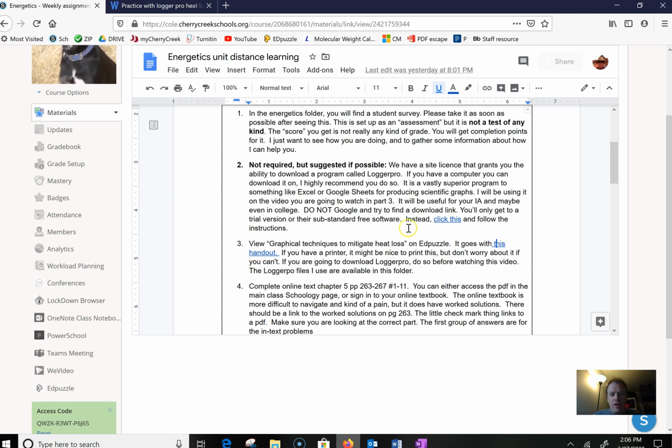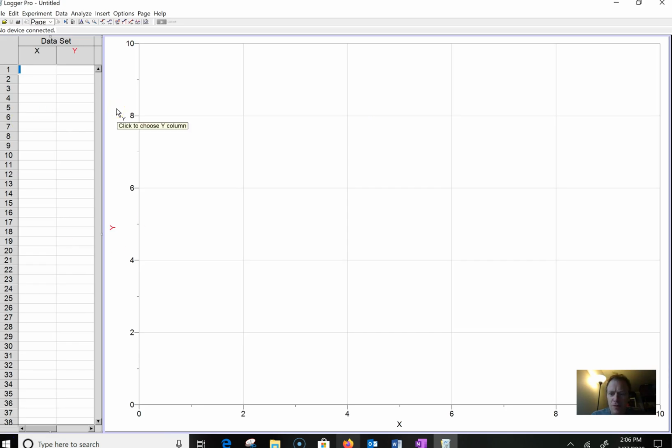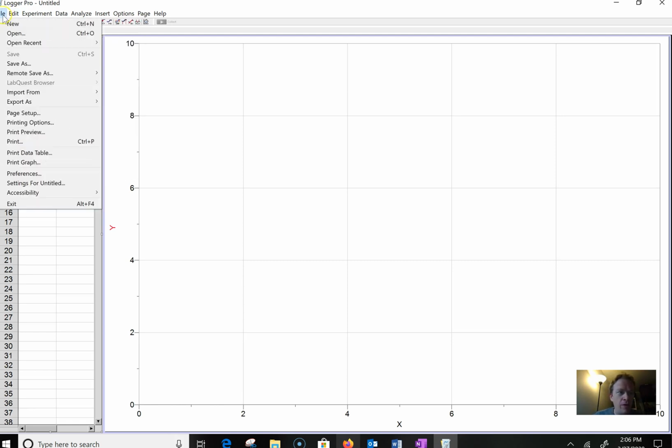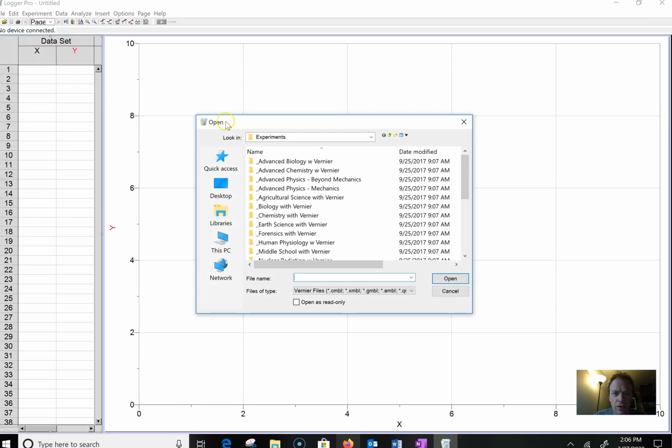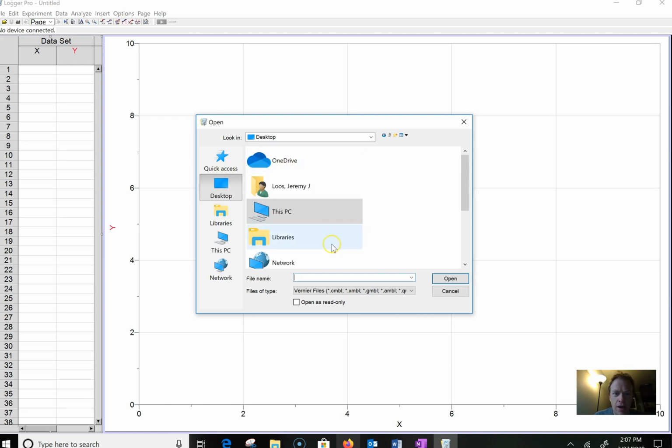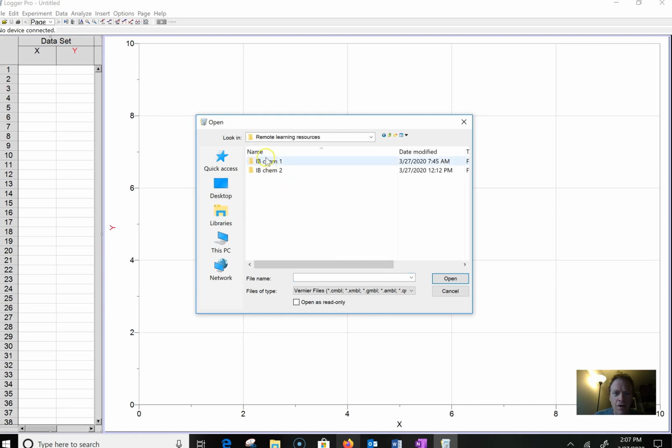Okay, so let's get started. What I'm going to do is open the Loggerpro program here, and I'm going to open those two files that I just mentioned, that you'd want to pull down off of Schoology and download locally to your computer. I'm going to open the first one up. The first one goes with the first problem on that little worksheet, and the second one goes with the second one on that worksheet. So I'm going to open up data set 1, the first one that we're going to take a look at.